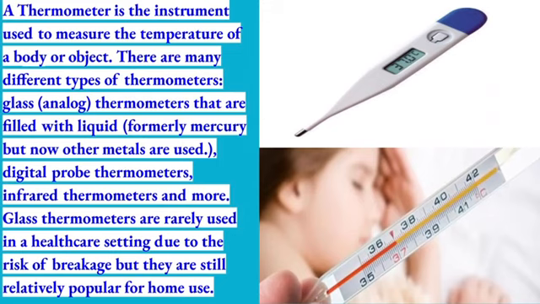We have the glass or the analog thermometer, which is usually filled with liquid. Formerly, mercury was used to fill the thermometers, but now other metals are used. Digital probe thermometers, infrared thermometers, and more. Glass thermometers are rarely used in a healthcare setting due to the risk of breakage, but they are still relatively popular for home use.